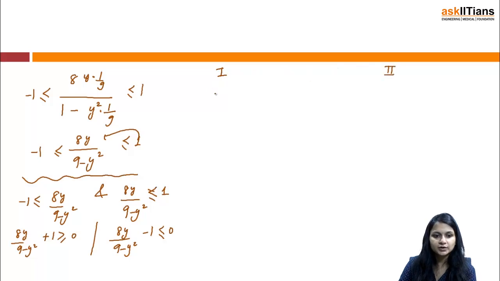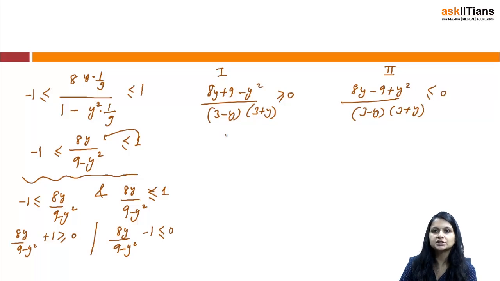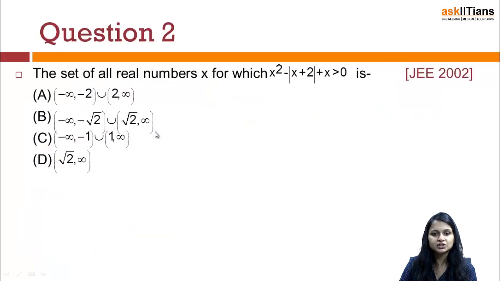The first gives me (8y plus 9 minus y square) upon (9 minus y square), which can be easily factorized into (3 minus y)(3 plus y), greater than or equal to 0. The second can be written as (8y minus 9 plus y square) upon (3 minus y)(3 plus y) less than or equal to 0. We can easily solve both of them and get their separate solutions. Let's move to the next question.